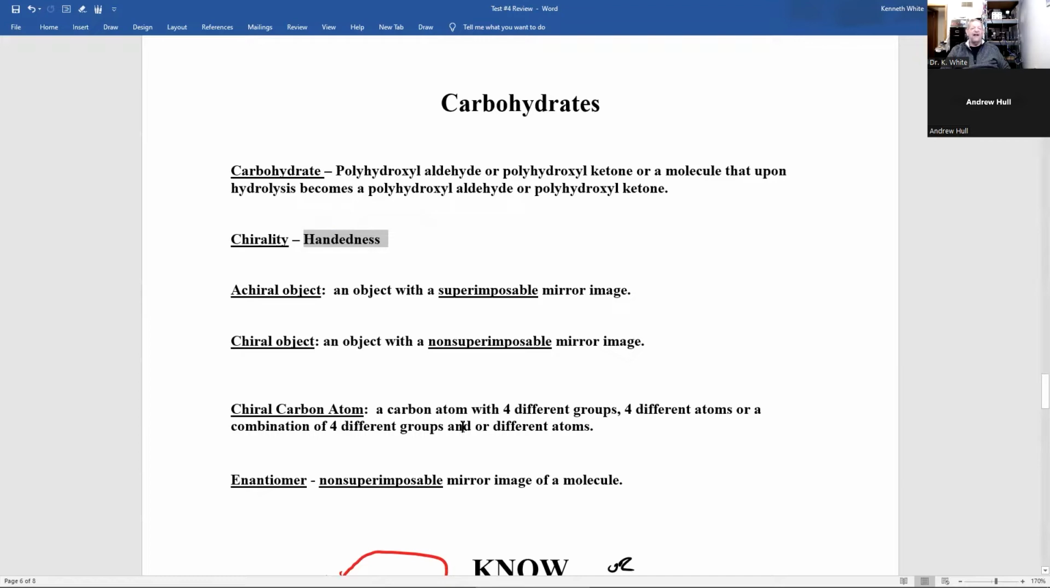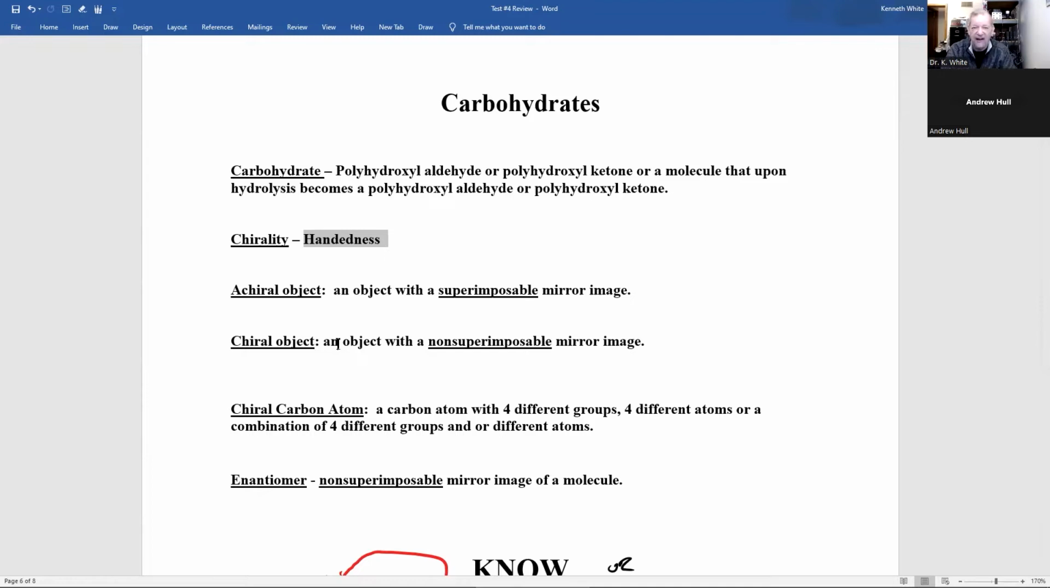Well, anyways, you should know what is an achiral object and what's a chiral object. An achiral object, A meaning without handedness, is an object with a superimposable mirror image. And later today, we'll go through the carbohydrates problem set. We'll practice this. And you should know a chiral object is an object with a non-superimposable mirror image. Oh, don't tell anybody. Shh.